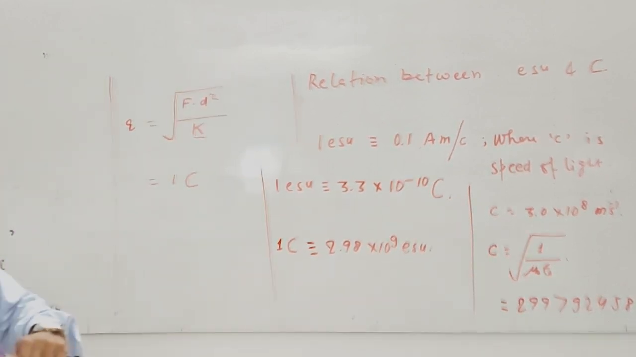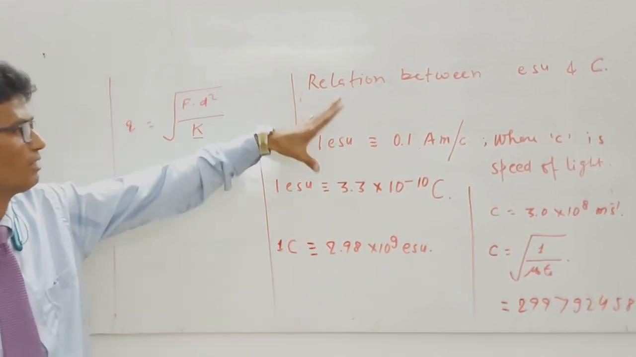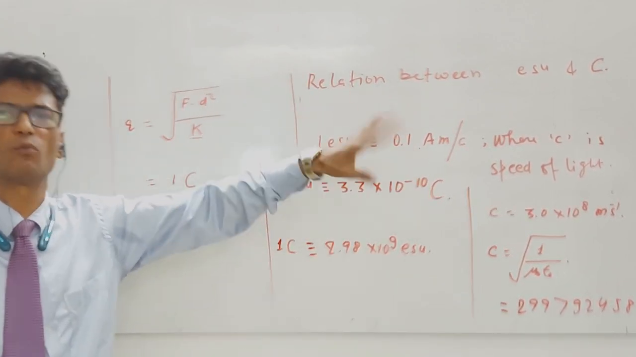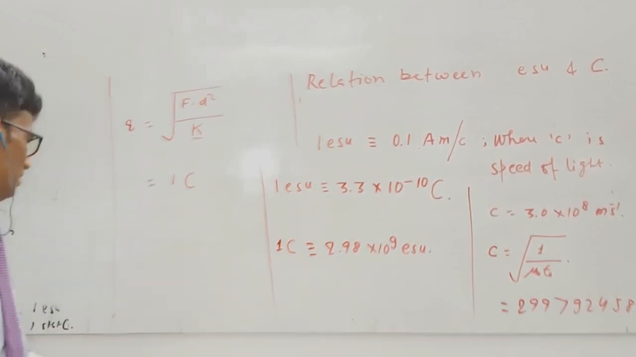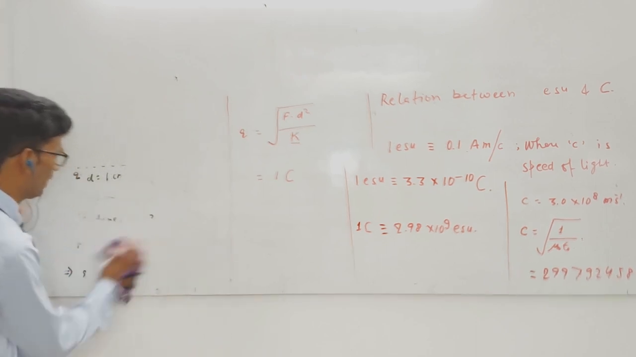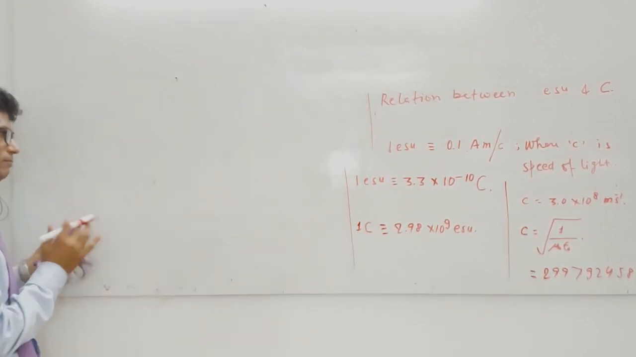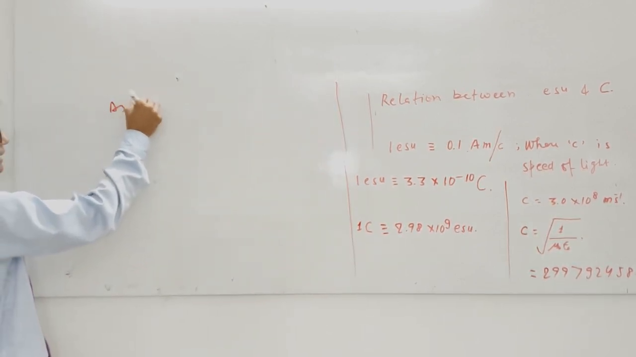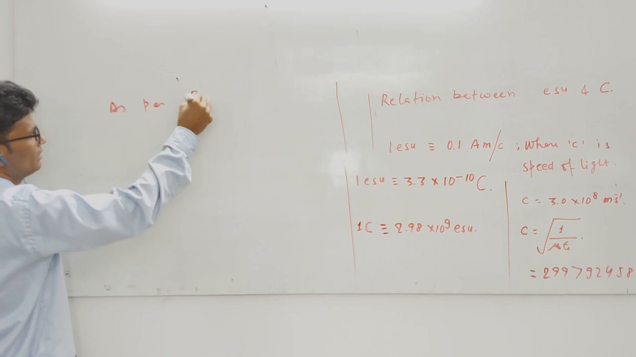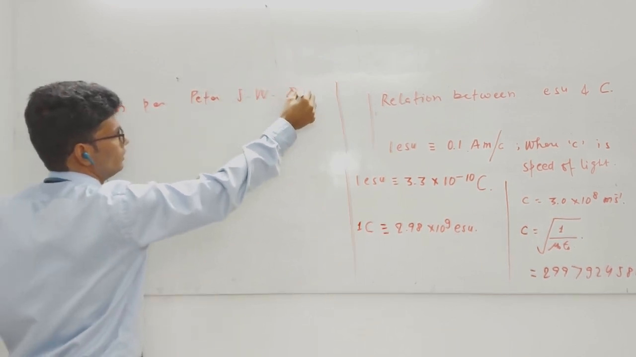So this is what we have taken: the unit of the physical quantity, what is 1 coulomb, what is 1 electrostatic unit, or what is 1 statcoulomb. These are the things. But we conclude this with 1 Debye, as per Peter J. W. Debye.